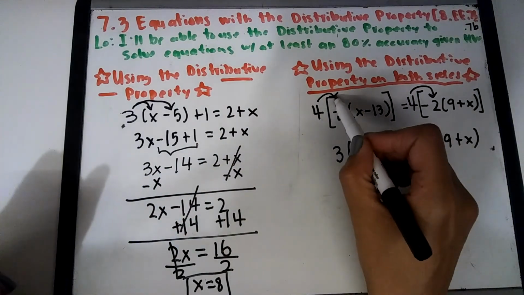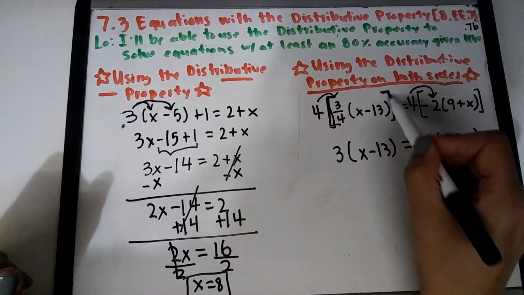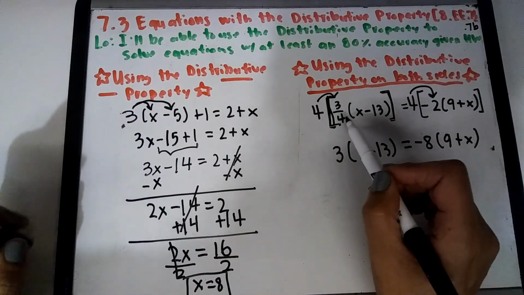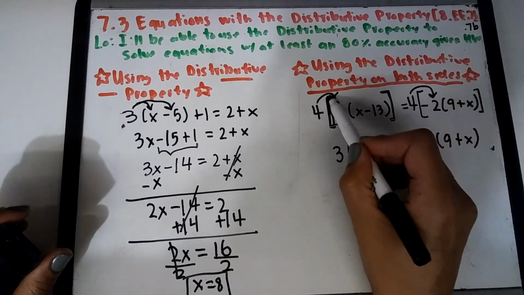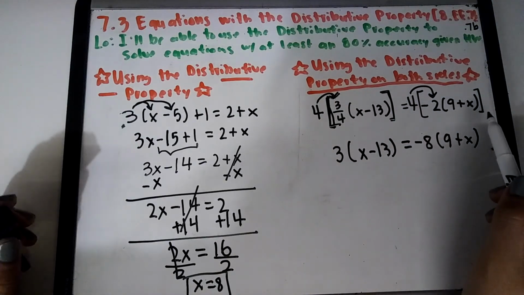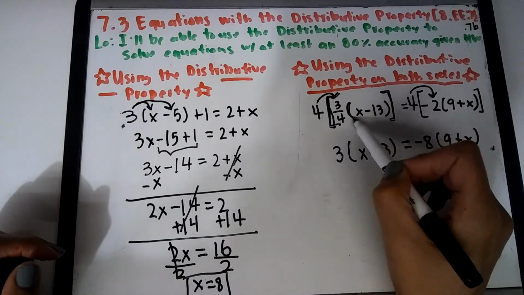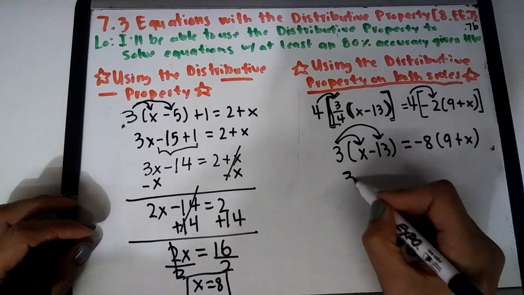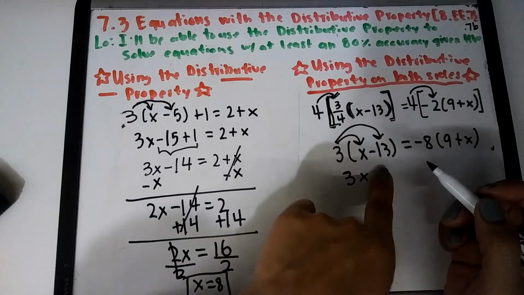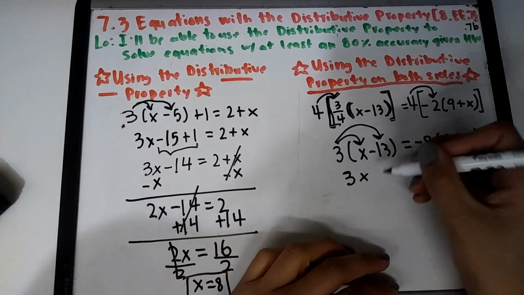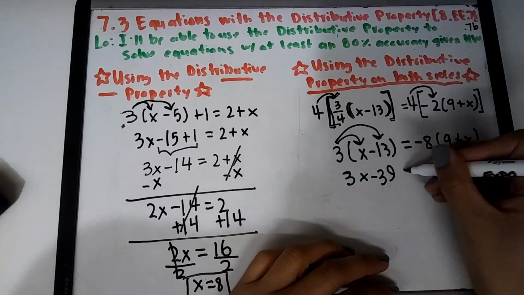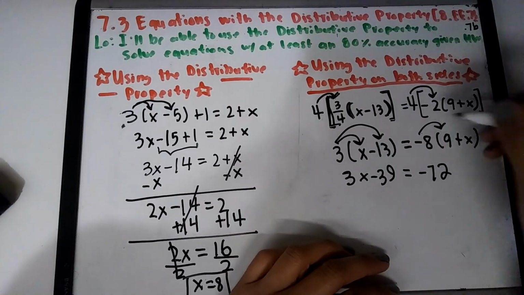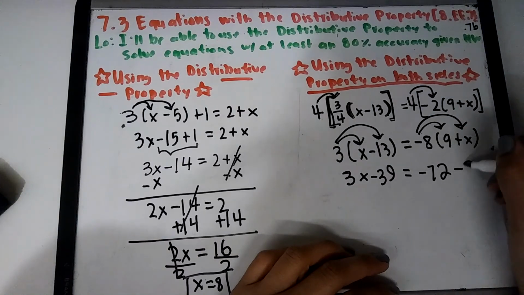So again, when you multiply the whole thing, the bracket, by a number to get rid of the fraction, you just multiply by the number outside the parentheses. So then I can distribute to each one of those terms. So that's 3 times x is 3x. 3 times, I will take it as a negative 13. That will be negative 39 or minus 39. Equals negative 8 times 9 is negative 72, and then negative 8 times x is minus 8x.